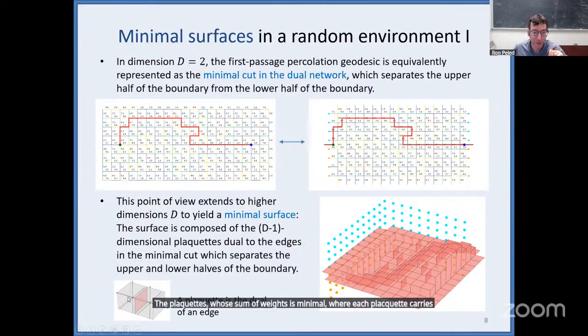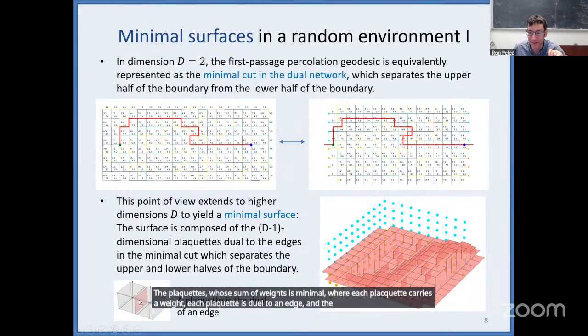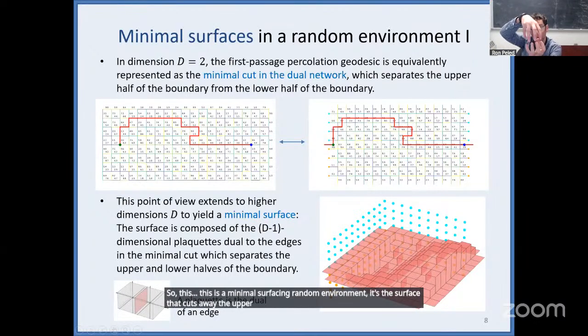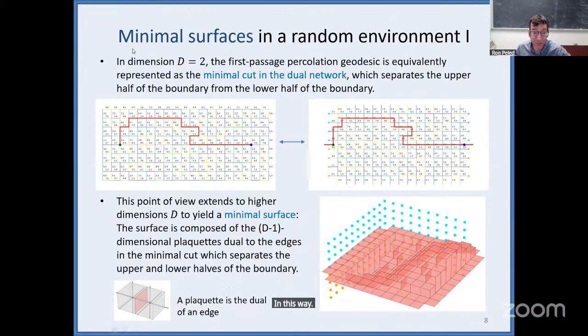Each plaquette is dual to an edge, and the edges carry weights. So this is a minimal surface in a random environment. It's the surface that cuts away the upper half of the boundary from the lower half of the boundary of the minimal weight. In this way, we indeed find a model for a minimal surface.